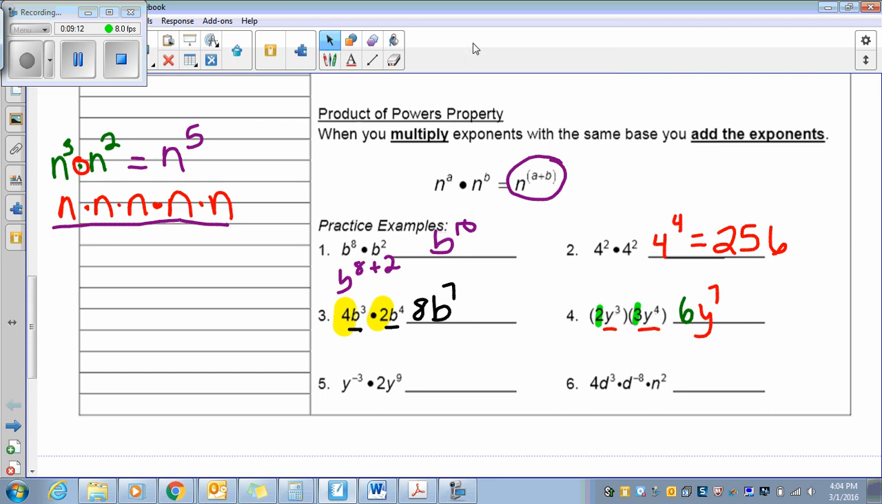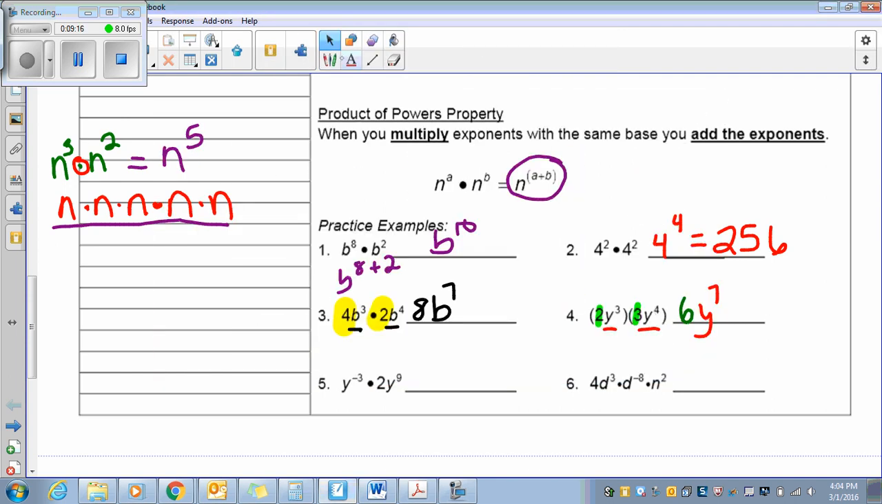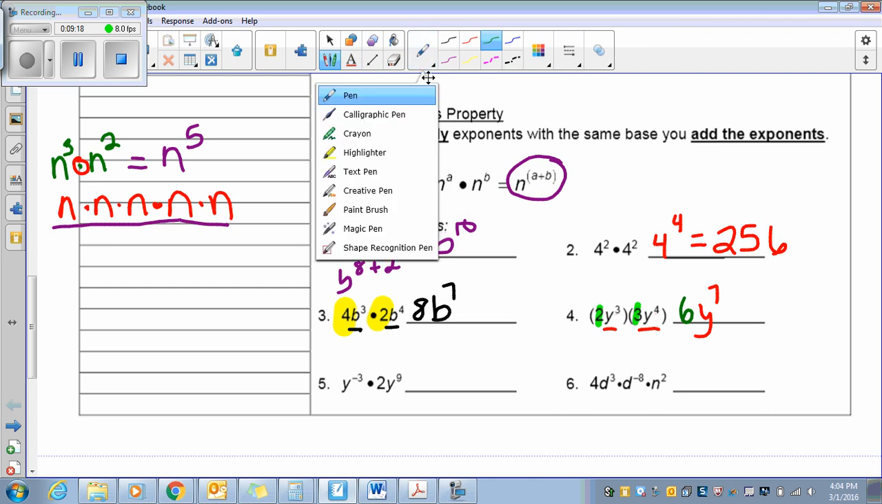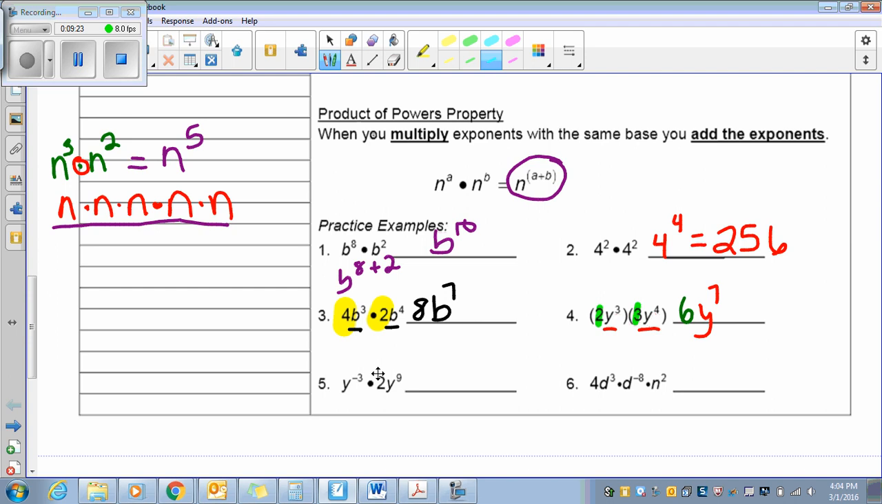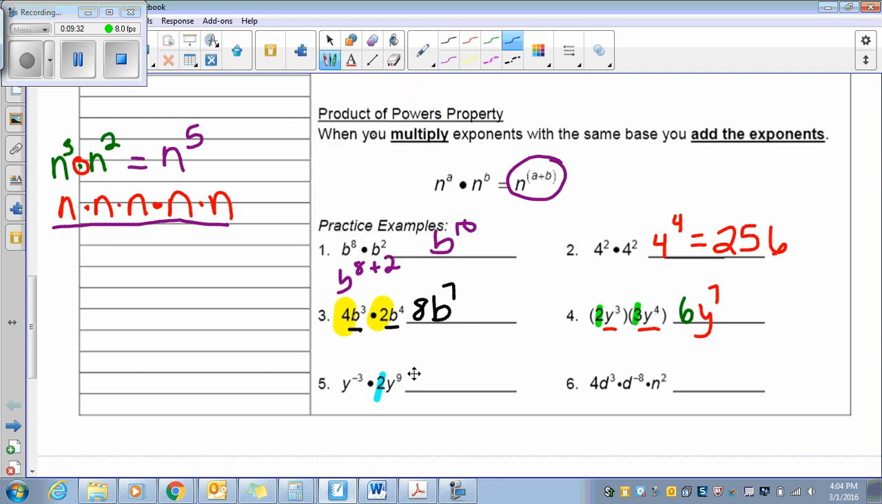All right. Here, 2 is the coefficient. There's really a coefficient of 1 here, so you can say 2 times 1, which will give us just 2 as my coefficient. And then y to the negative 3rd and y to the 9th will give us y to the 6th, because 9 and negative 3 is 6.